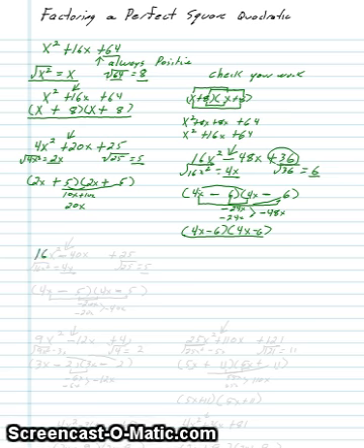Here's another. 16x squared plus 25 minus 40x. 16x squared, the square root of that is 4x. The square root of 25 is 5. Two parentheses. The 4x goes in the first position of both parentheses. The 5 goes in the last position. The sign of both parentheses is negative.